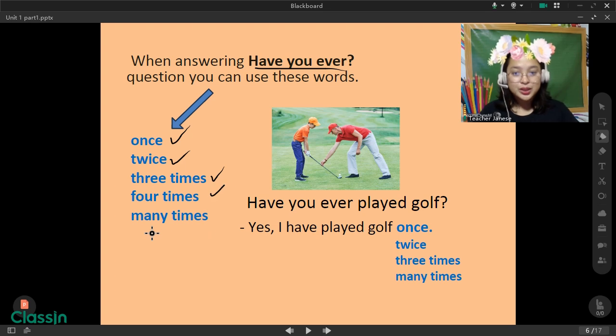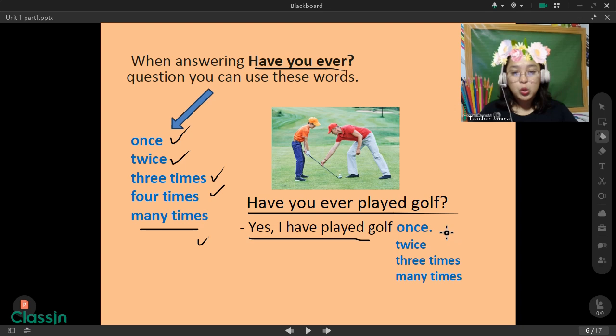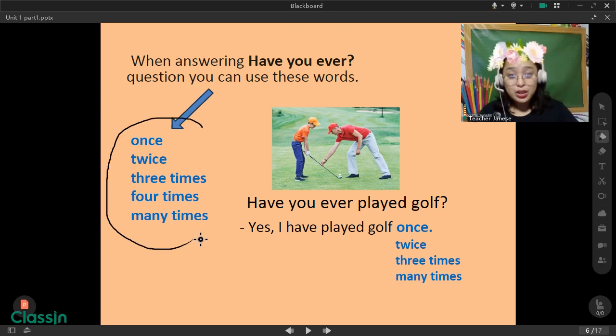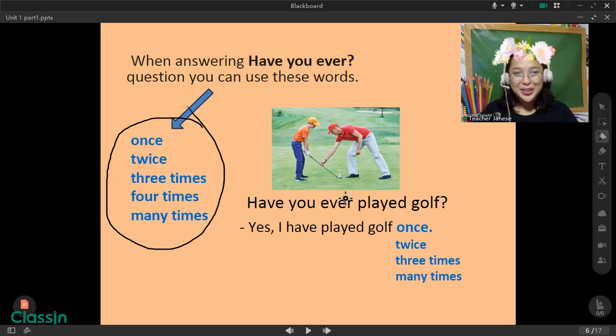four times, and many times. So for example, have you ever played golf? Yes, I have played golf once, or I have played golf twice. I have played golf three times, or I have played golf many times. Yes. So you remember these words. You can use them, or you can also use another words.